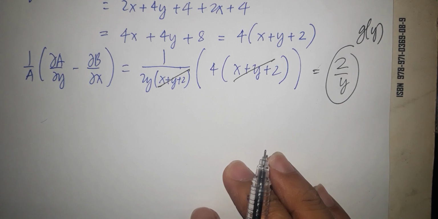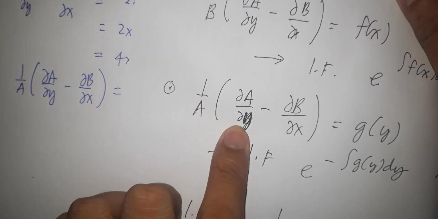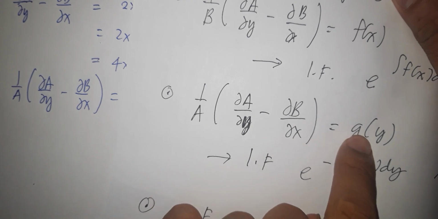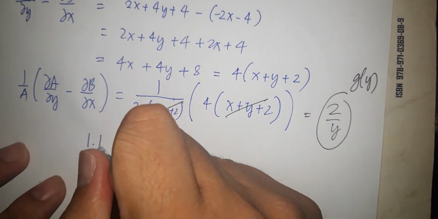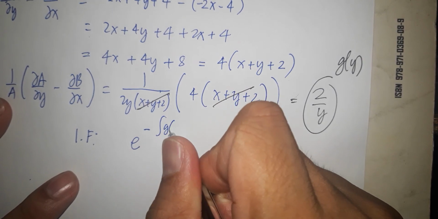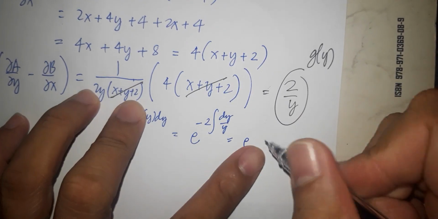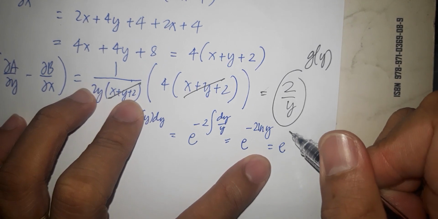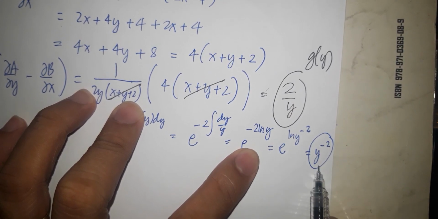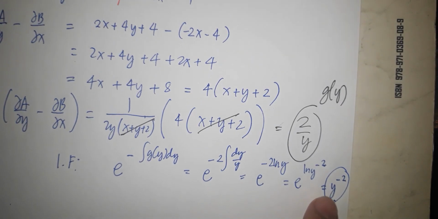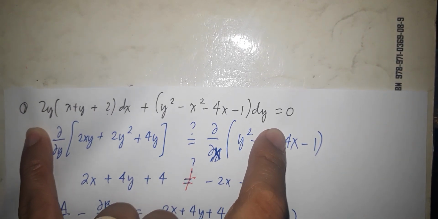Sabi natin, kapag purely function of y, ang ating 1 over a, partial derivative ni a with respect to y minus partial derivative ni b with respect to x is purely function of y. Ang ating integrating factor ay e raised to negative integral of g of y dy. So, ang ating IF daw is e to the negative integral of g of y dy, which is e raised to negative 2 integral of dy over y, which is e raised to negative 2 ln y, which is e raised to ln y negative 2, which is y negative 2, because e raised to ln something is something. Again, if this is our integrating factor, this will make this non-exact to exact pag minultiply natin.